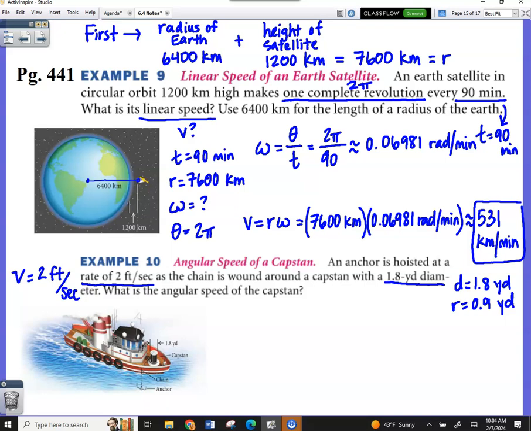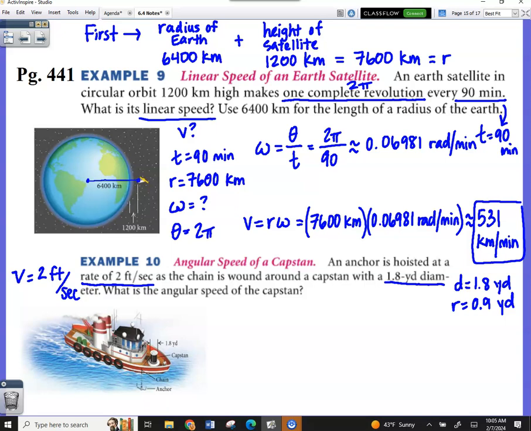Do we have a problem already? There you go, we've got a problem. We've not even started to answer the question, and I've already written feet per second here, and then over here I've written yards. So look at the two and think about it. If the velocity is 2 feet per second, I don't want to convert to yards, right? Because 2 feet is not even a full yard. So I'm going to take the radius and write it in terms of feet.